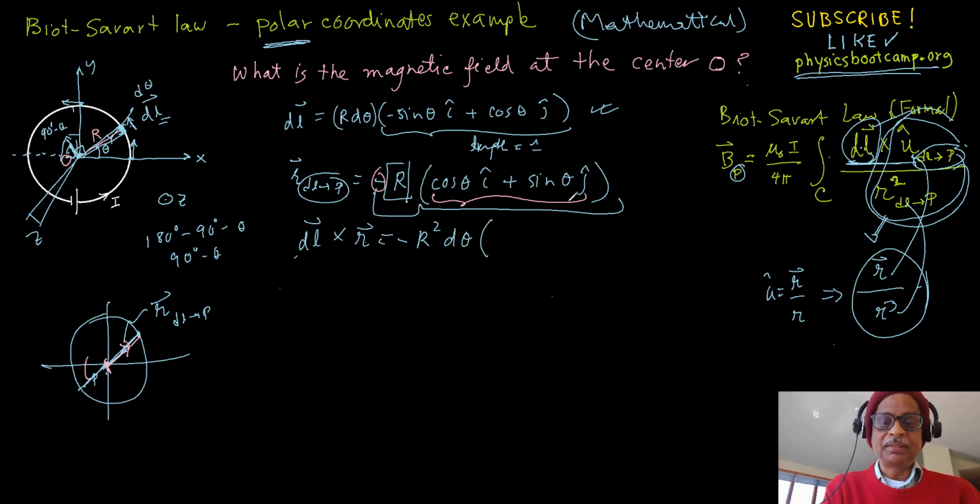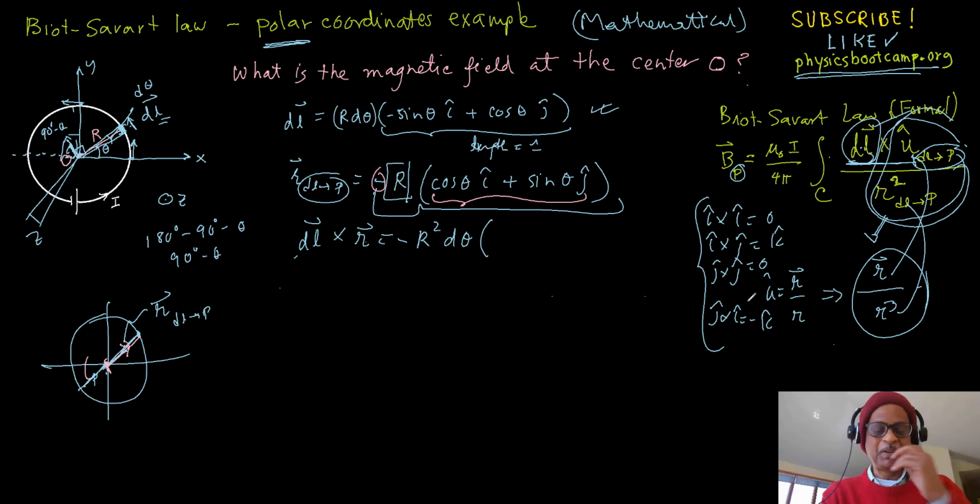So I have this times this, but it is a cross product. So this with this will be 0, because i hat cross i hat is 0. Remember, i hat cross i hat is 0, and i hat cross j hat is k hat, and j hat cross j hat is 0, and j hat cross i hat will be minus k hat. So these are the things you should remember from cross product. So this with this is zero, I go with that.